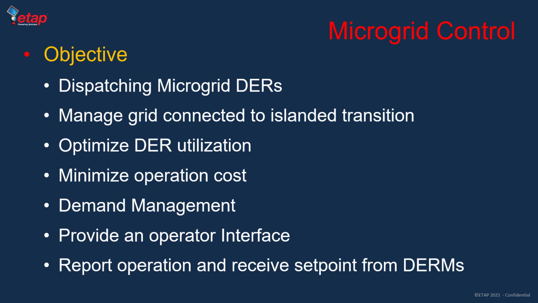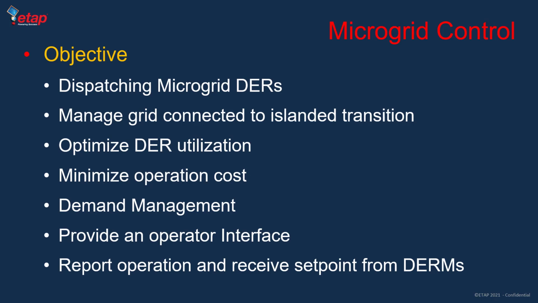The microgrid controller, on the other hand, has similar objectives. Now, the first thing to remember is that microgrid controllers, first of all, deal with distributed energy resources. So one of the first objectives is to be able to dispatch the microgrid DERs, distributed energy resources, which can include renewable systems such as solar, wind, also energy storage, and conventional generation such as diesel generators and so on.